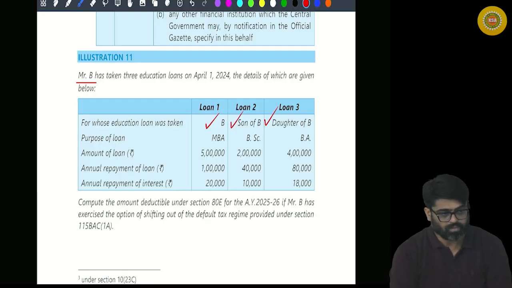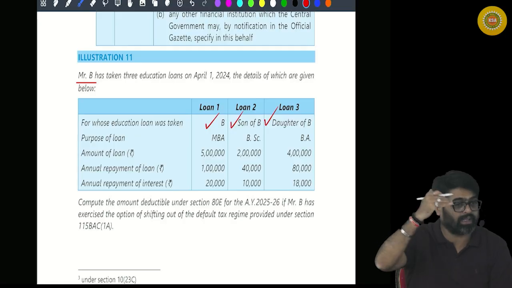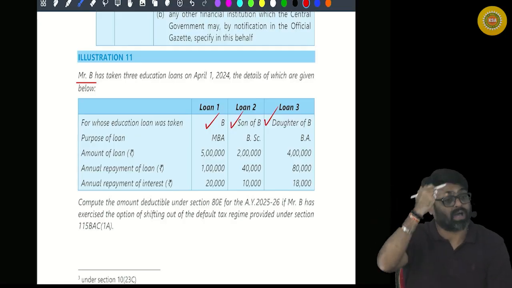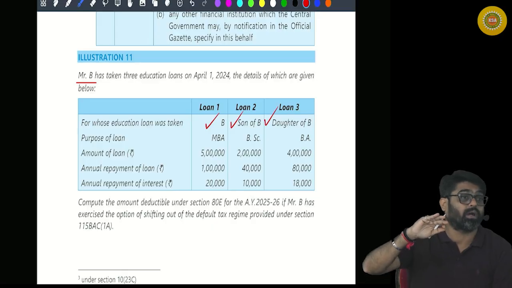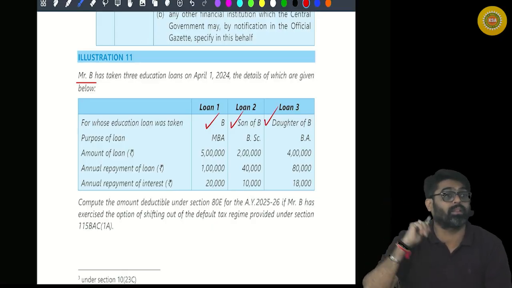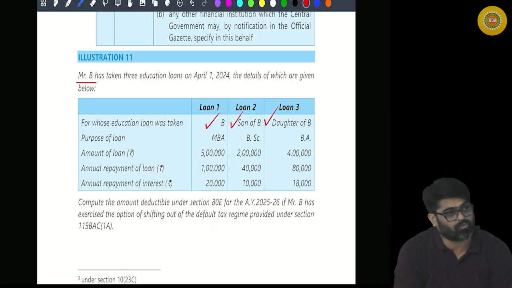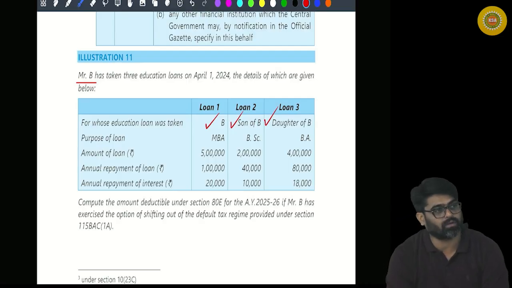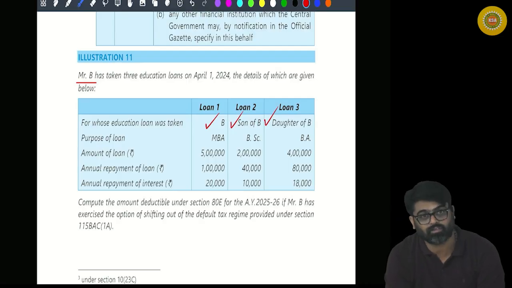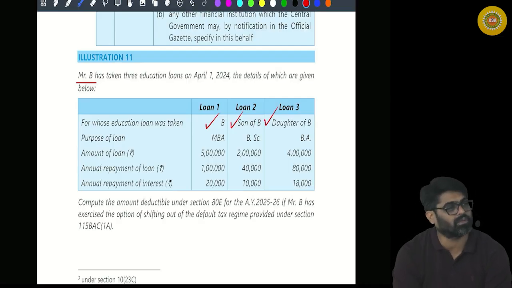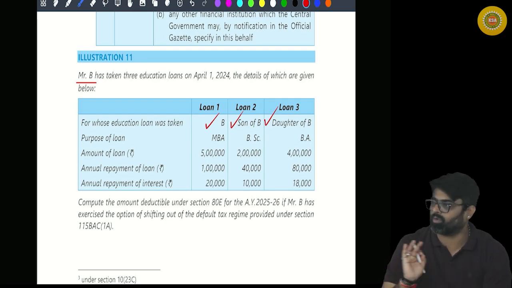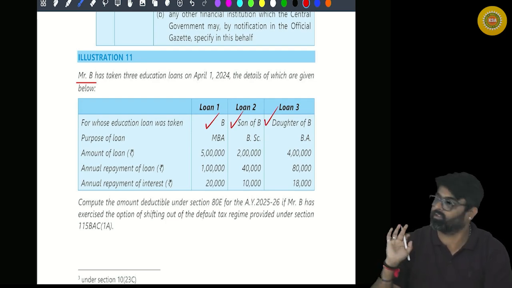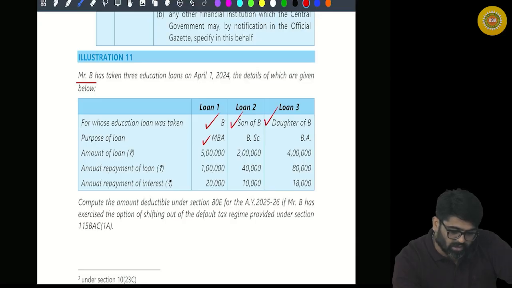Yes. Because you have to see that the loan is taken for these persons' higher education. Higher education is any course which is undertaken after passing standard 12th. MBA is after 12th, so MBA is higher education. What about BSc and BA? They are also after 12th. Any course of study after 12th is higher education. So this is also higher education, this is also higher education.